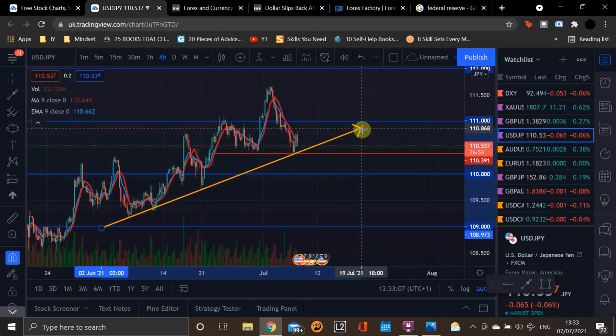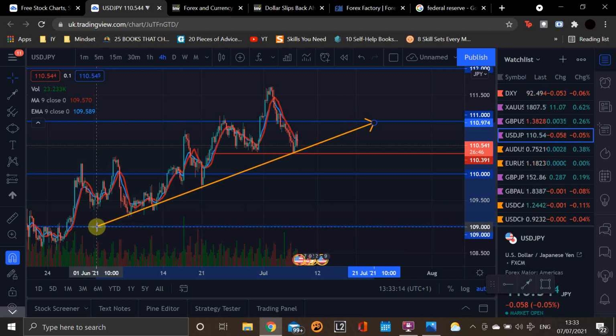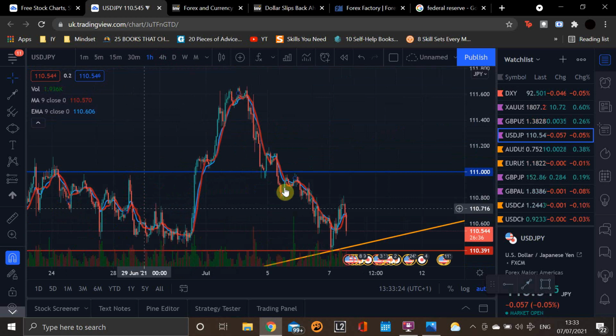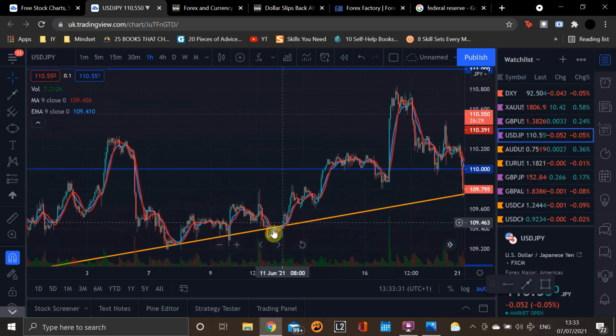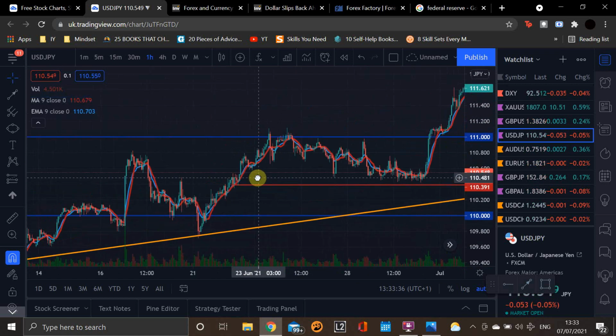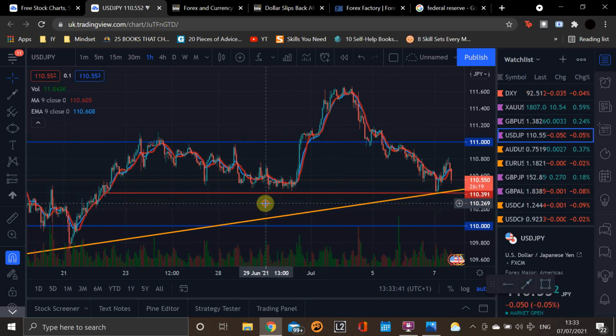Could you do it? Over here, over here. So touched here, touched here, touched here. Broke out. Touched here. And touch this trend. So it is definitely reacting to this trend here.